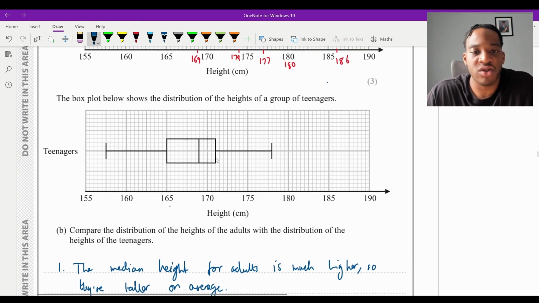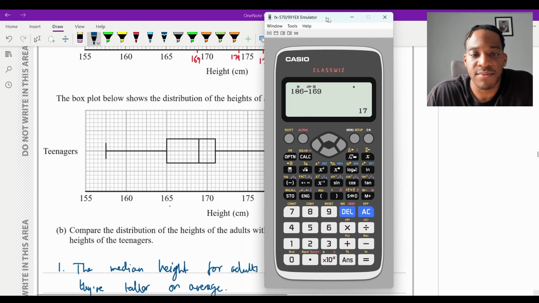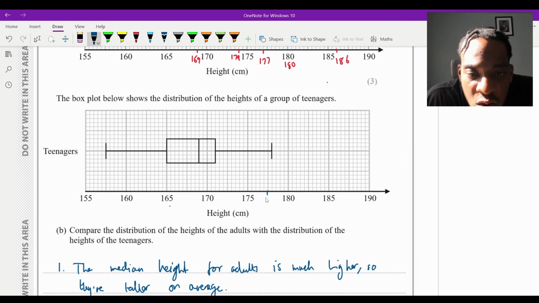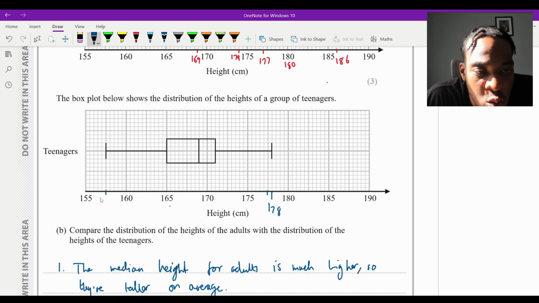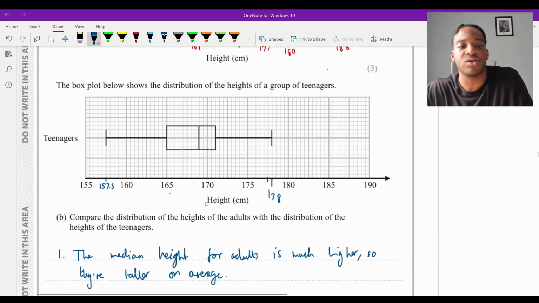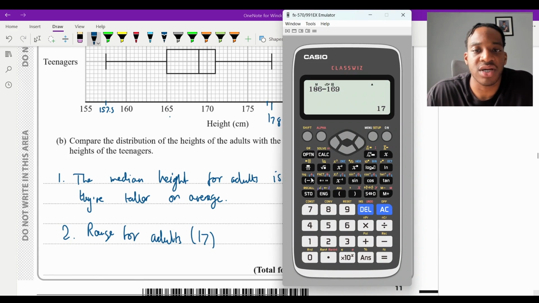And then we can work out the range for this one, which is going to be, what's the greatest height here? This is 177.5. This is going to be 178, isn't it? Yeah, it's 178. So the greatest value here is 178. And the smallest value is 157.5, isn't it? So I'm going to do the range between those. So it's going to be 178 take away 157.5, and this gives us 20.5, right?